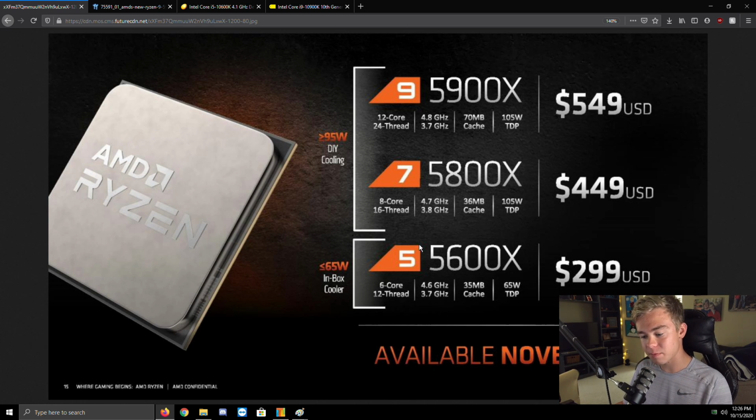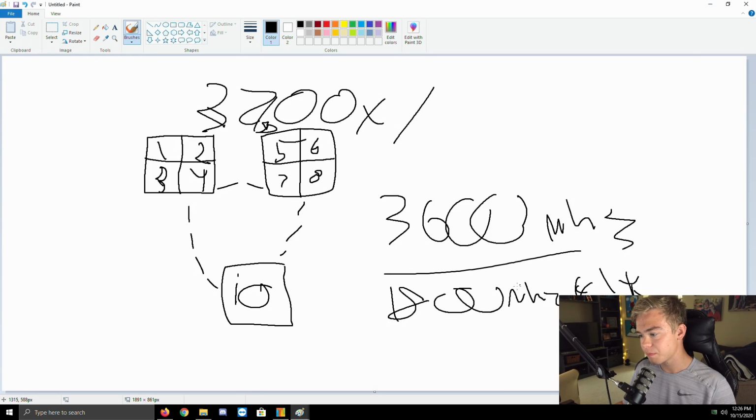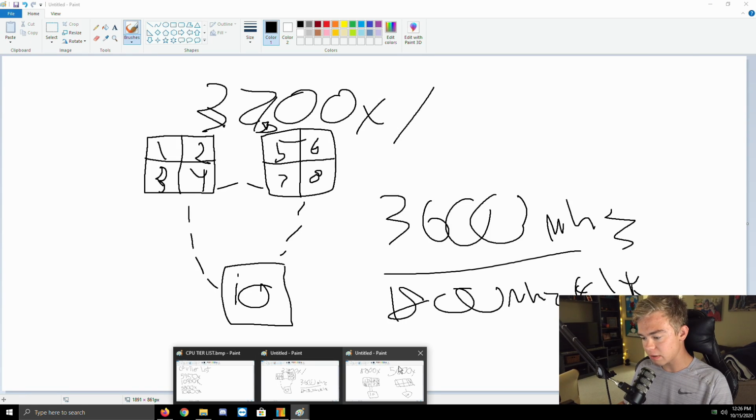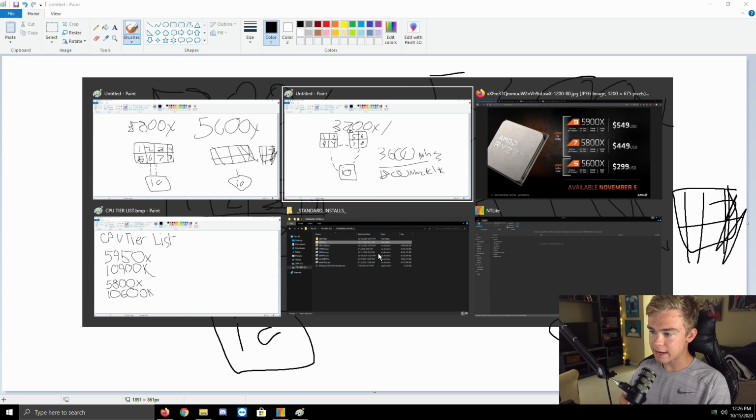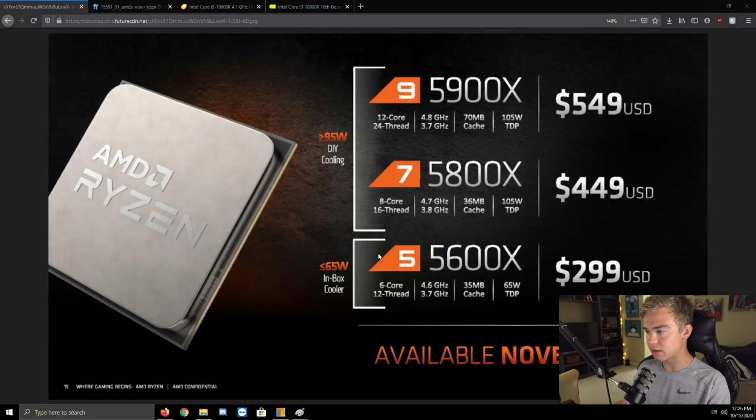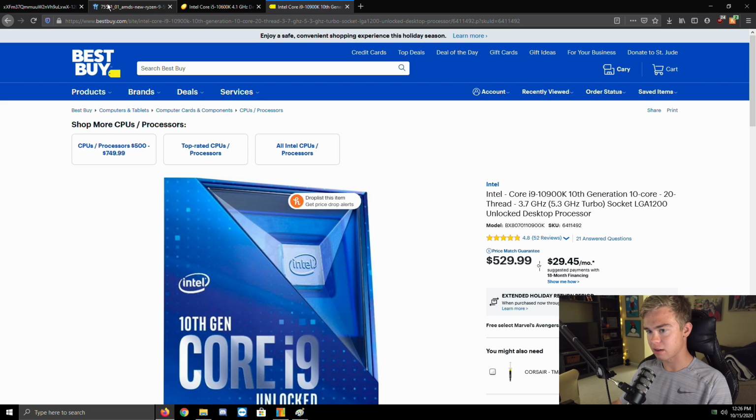And then I also didn't talk about the 5900X. So the 5900X is basically the 5600X with 2 of these. So you'll have 2, then you'll have these 2 chopped off. So you're missing it. Now, this is where I really would recommend getting a 10900K.